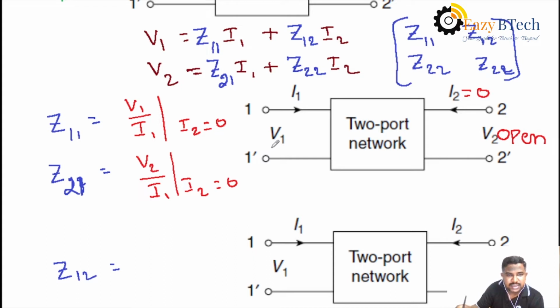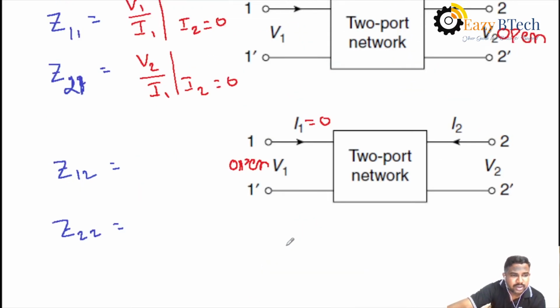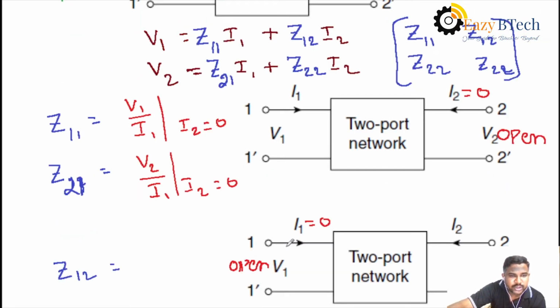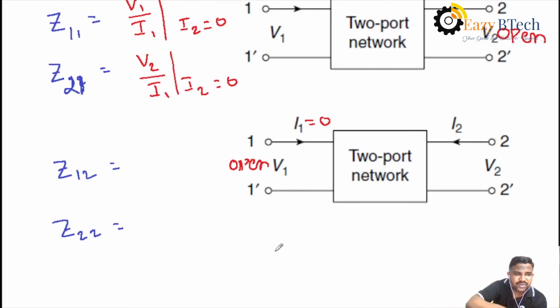Similarly, what is the second case here? In the second case, I1 equals 0. That means the first port will be open, and from the second port we have the source value. From that, what is the value of Z12? If I1 equals 0, that is V1 by I2 at I1 equal to 0.